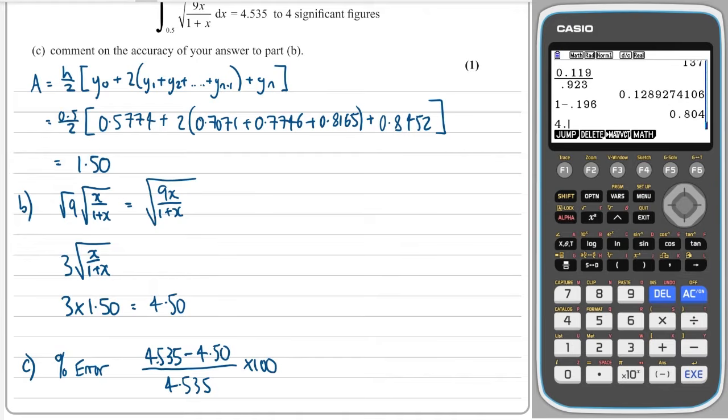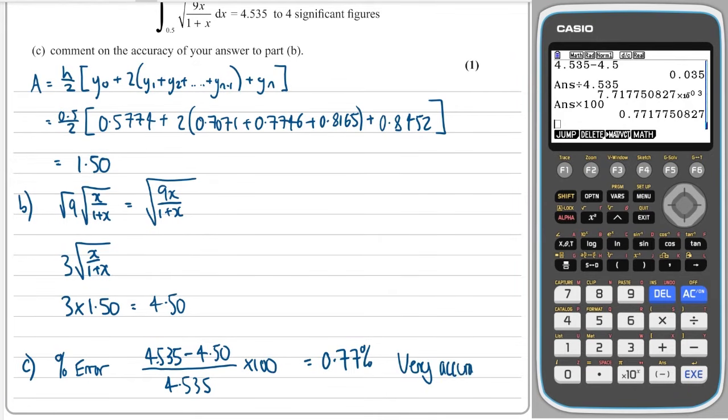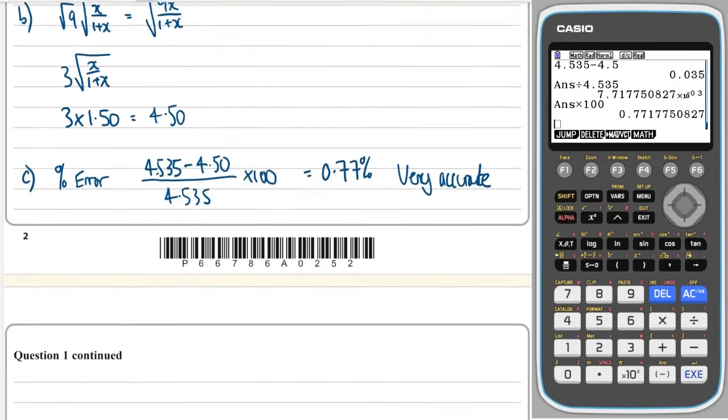So that is 4.535 minus 4.5, divided by 4.535, and then we multiply that by 100 to get the percentage, and that is equal to 0.77%. So this is very accurate, because it's obviously within a very small percentage. So I'll just write that this is very accurate. Great.